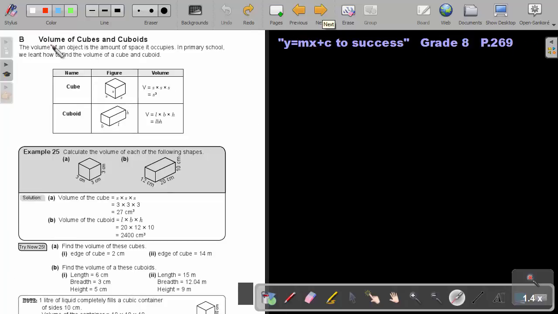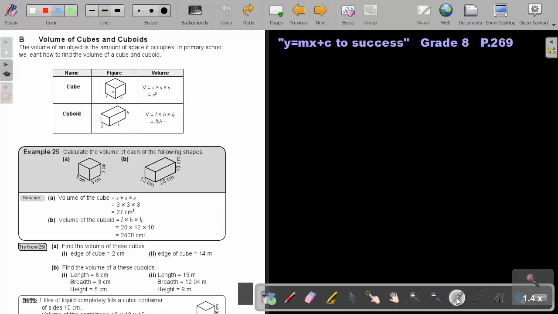Let's just go to volume of cubes and cuboids and go through it. The volume of an object is the amount of space it occupies. In primary school, we learned how to find the volume of a cube and a cuboid. So how do I find the volume of a cube? It's side times side times side, because it's length times length times length, but all of them are equal, and that's why it stays s. So it's s to the power of 3, or s cubed. A cuboid is also length times breadth times height, but they can have different values.